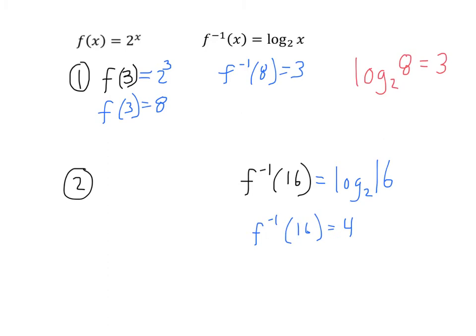Well, I think it should be obvious if you think about the original function. If f inverse of 16 equals 4, well, that means when I input 4 into the original function, I should get back to 16. Let's see if that works. Let's calculate f of 4. F of 4 is 2 to the 4th, and 2 to the 4th is 16. That's right. 2 times 2 times 2 times 2 is 16. So f of 4 equals 16, 2 to the 4th is 16, and that means for the inverse, log base 2 of 16 is 4.